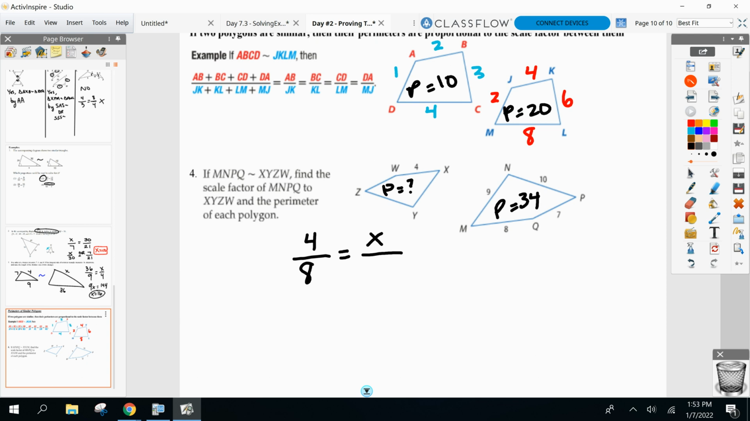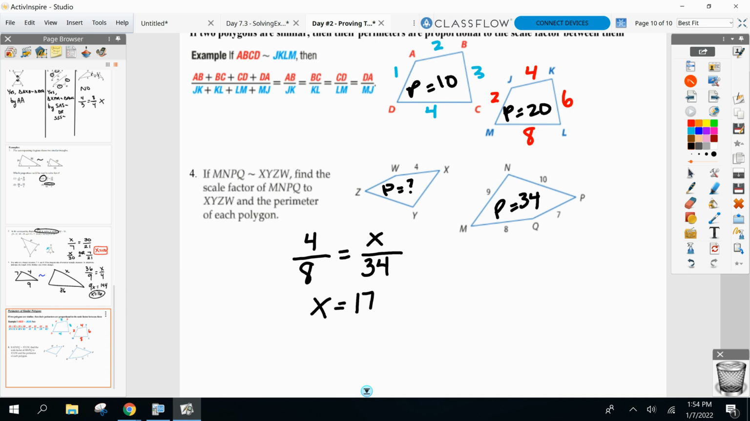And the perimeter of the bigger one? 34. The ratio of the sides is the same as the ratio of the perimeters. That's what allows me to set them equal. And now you can cross multiply, solve for the perimeter of the smaller one. Perimeter of the smaller one? 17. Yeah, right? Should be half the perimeter because all the sides are half. Any questions on the perimeters?